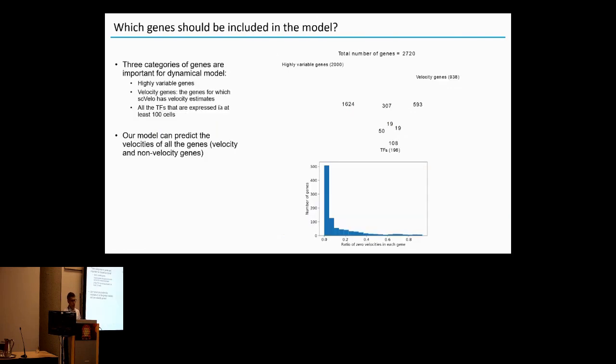So, okay, what kind of genes are we using? I don't know why we can't see this Venn diagram here. Basically, it's the union of highly variable genes, velocity genes, and also all transcription factors that are expressed in at least 100 cells, because we're interested to see the effect of regulation of these TFs on the other TFs. So this is what we see.